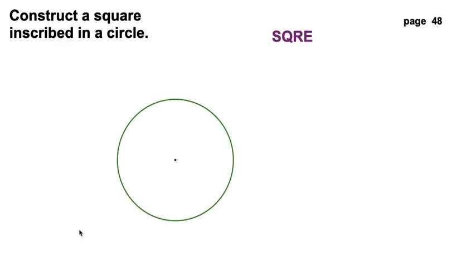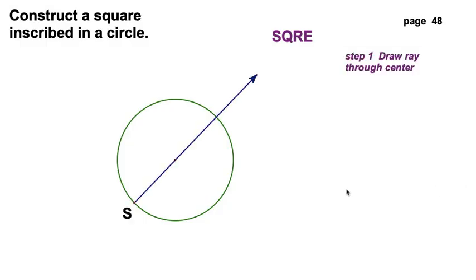Now, we're going to construct the next page, 48, which asks us to construct a square inscribed in a circle, starting with the circle and its center. That's kind of key. I'm going to name it SQRE, because the first thing I'm going to do is draw a ray or a line, picking a random point and going through the center, and I'm going to pierce through on this side.